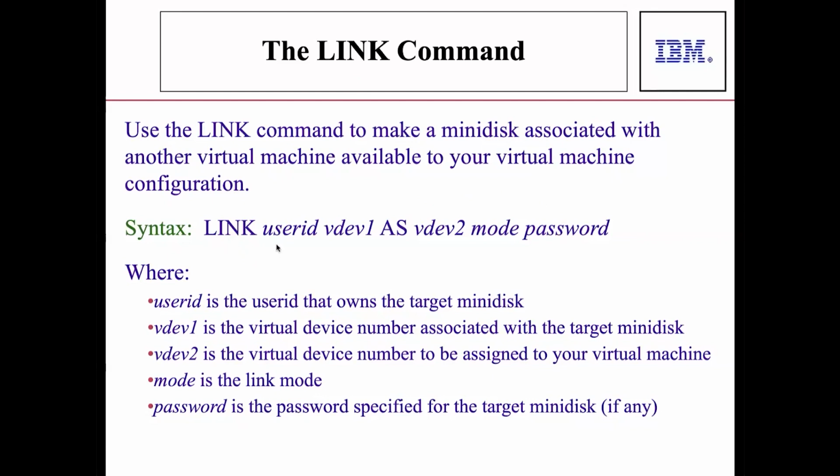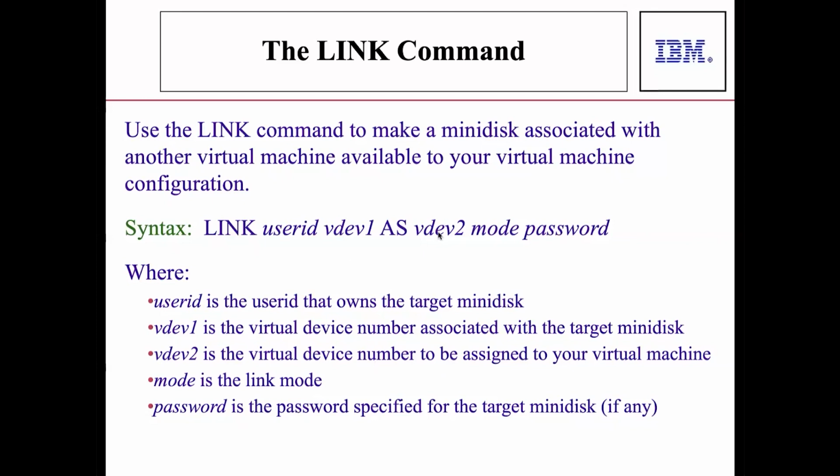I say link, and I tell it the minidisk I want to link to. A minidisk is owned by a user ID in the directory. It has a virtual device number. So everything has to have a device number in there. So maybe we talk about MAINT 190, if you've seen that. So that's a user ID and a virtual address. In my virtual machine, I need to define it as a virtual device number, one that I haven't used previously. So that's what the VDEV2 is. It could be the same.